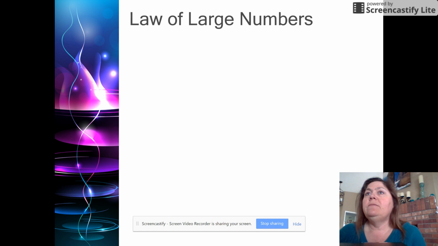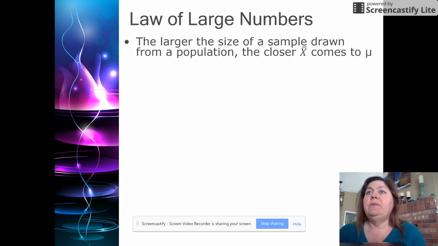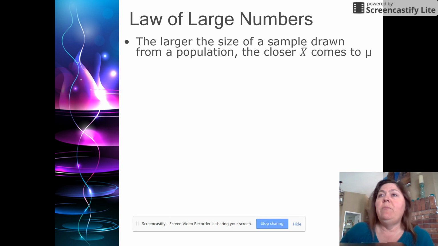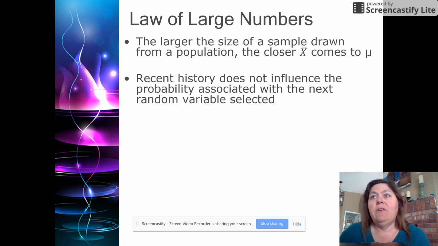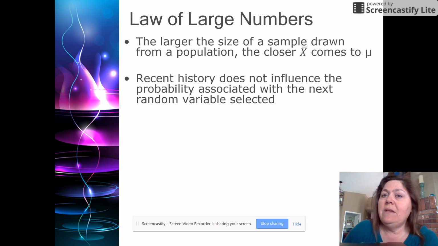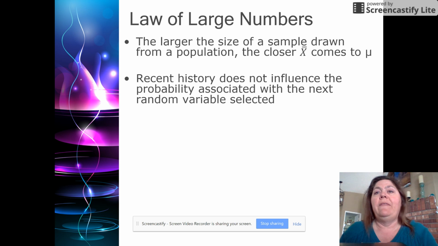A couple of things from the lesson about the law of large numbers that you need to have in your notes and thoughts, and that is the larger the size of a sample that's taken from the population, then of course the closer our sample mean will get to the true mean. The larger the sample it is. The smaller the sample, we're going to have a little bit more deviation from that. And recall, we have talked about this, recent history does not influence the probability associated with the next random variable selected. Just what has happened recently doesn't mean it's going to make it more likely on the next one.